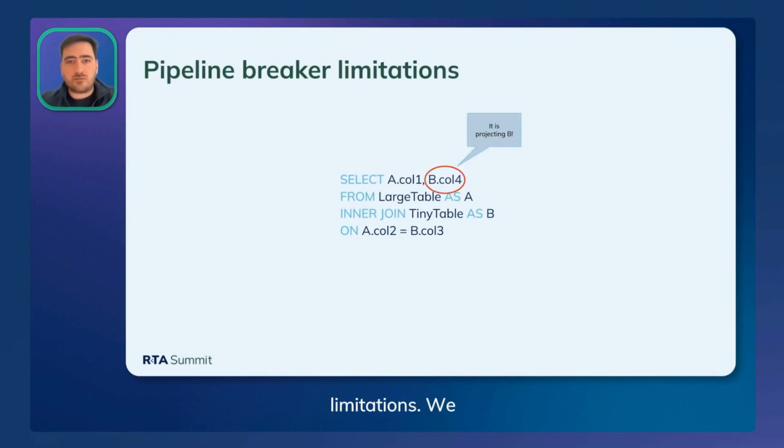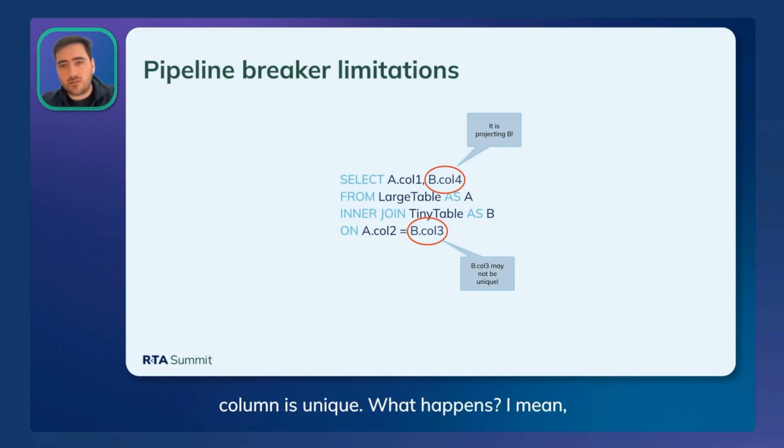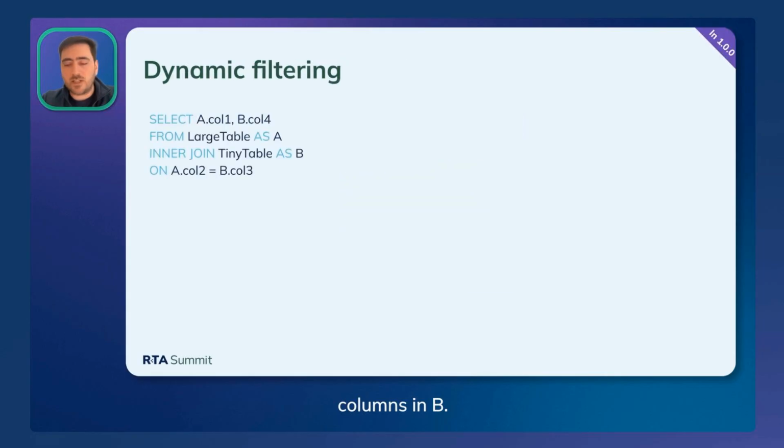As I say, there are some limitations, right? We cannot project the columns in this case, the B table, and we need to be sure that this other column is unique. What's happened? I mean, we can apply this distinct and stuff, but sometimes we actually want to have repetitions, and sometimes we actually want to project columns in B, right? What can we do in these cases?